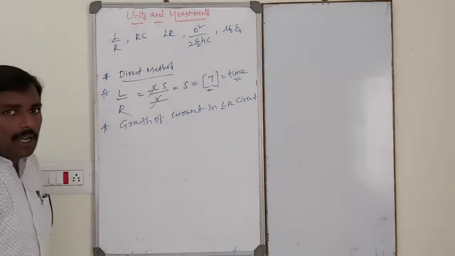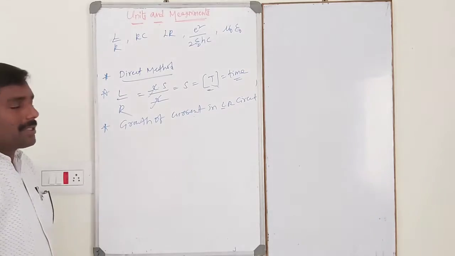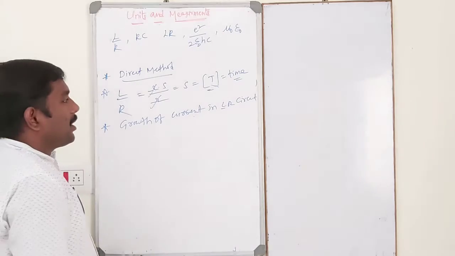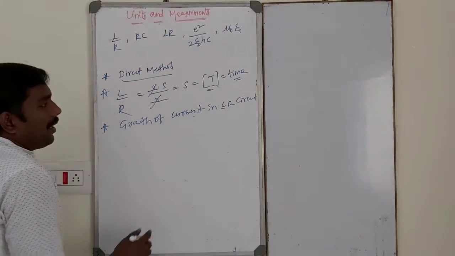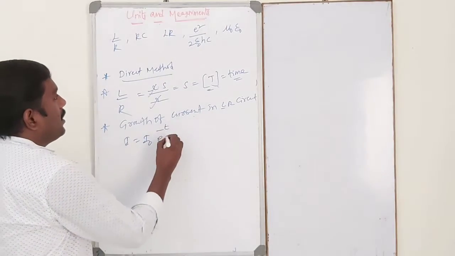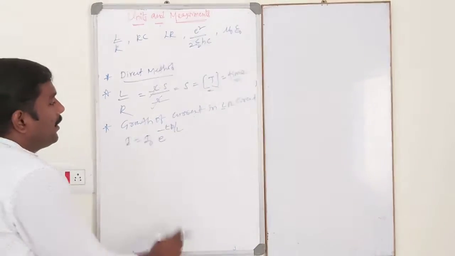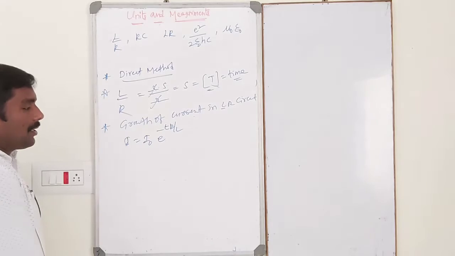L means inductance, R means resistance. So LR circuits, already we discussed in the alternating current chapter. The growth of current in an LR circuit: I is equal to I naught e to the power of minus tR by L. So this is the growth of current in an LR circuit.